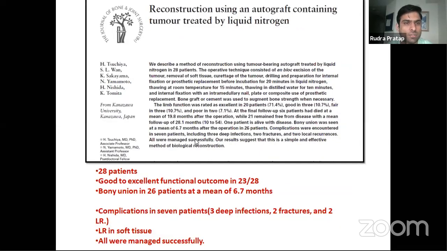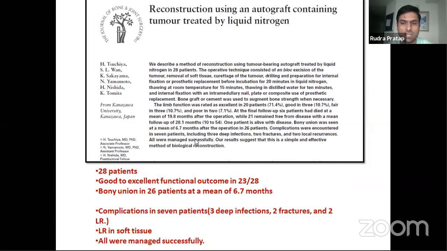In a study by Shukla et al., of 28 patients, 23 had good to excellent outcomes. In 26 patients there was bony union at a mean period of 6 to 7 months. Complications were observed in 7 patients. 3 had deep infection, 2 had fracture, and 2 had local recurrences.